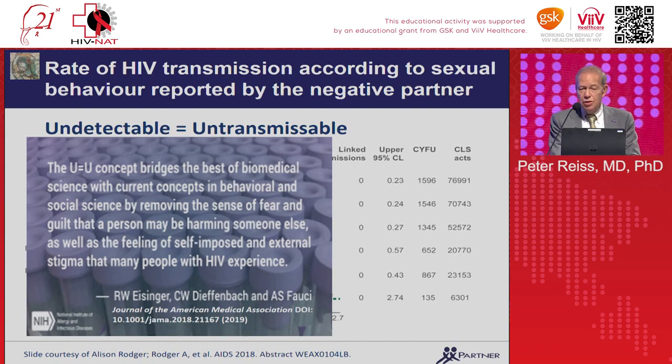And they state, the U=U concept bridges the best of biomedical science with current concepts in behavioral and social science by removing the sense of fear and guilt that a person may be harming someone else, as well as the feeling of self-imposed and external stigma that many people with HIV experience.